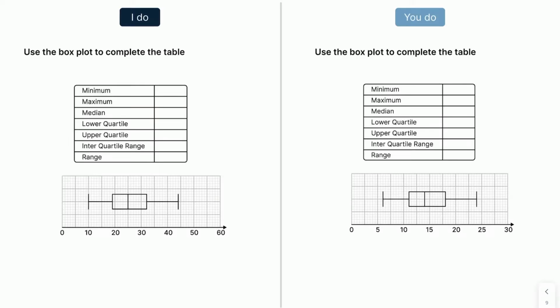So the way my videos work, I'm going to do the example on the left, then you're going to press pause and have a go at the example on the right. So starting with the one on the left, the minimum value is that one there. In a box plot, the maximum is that one there. So if I start writing that down, the minimum is at 10, the maximum is at 44.